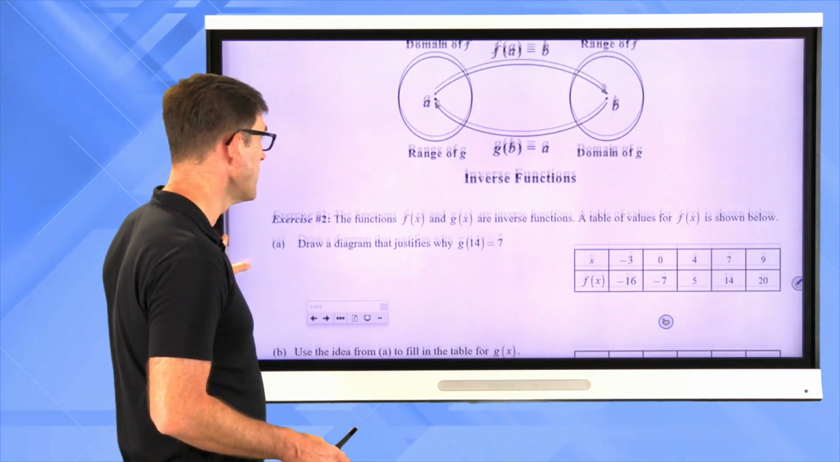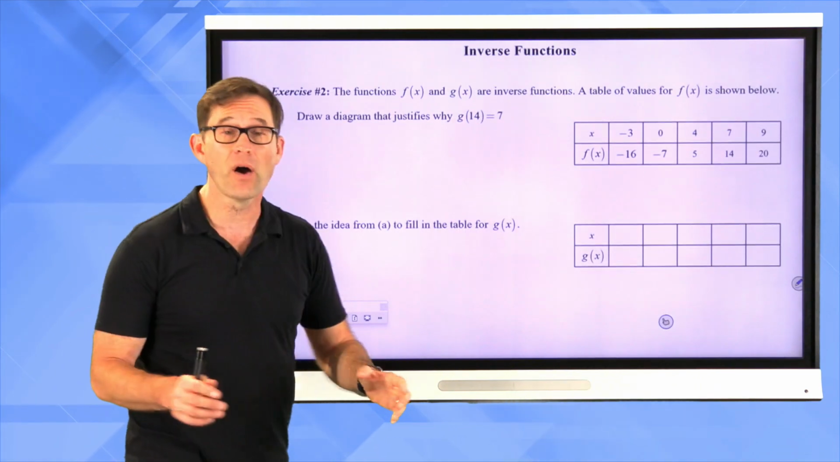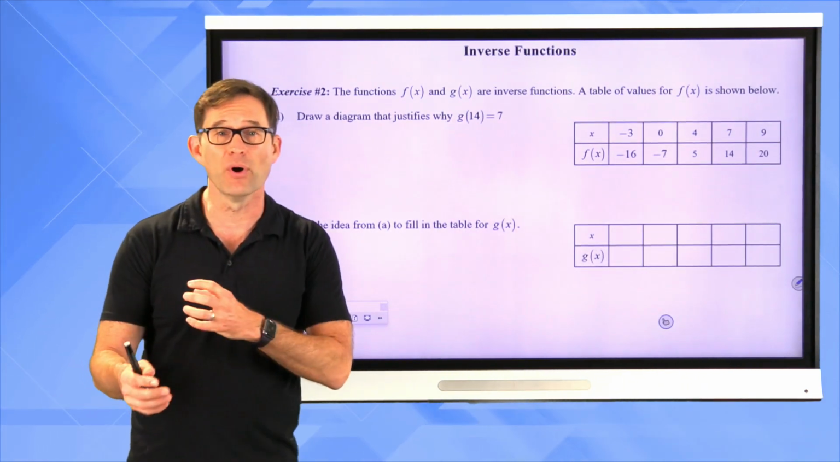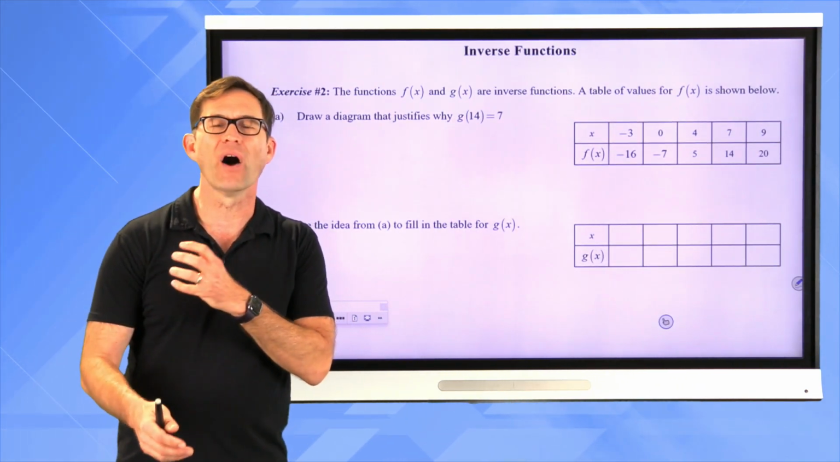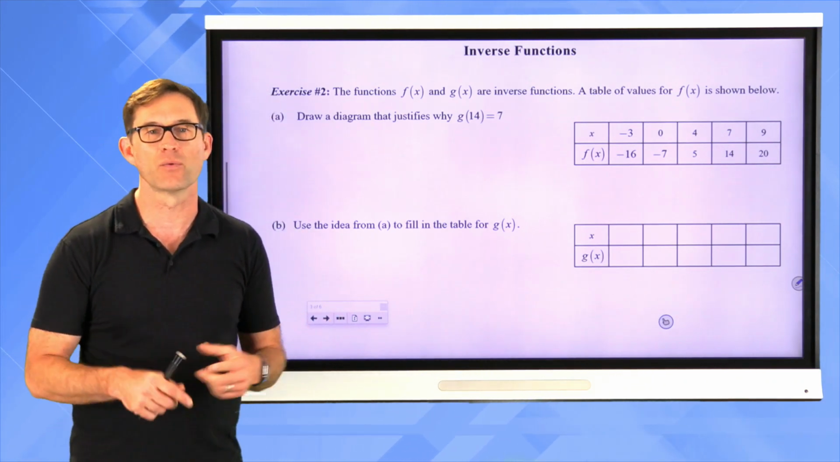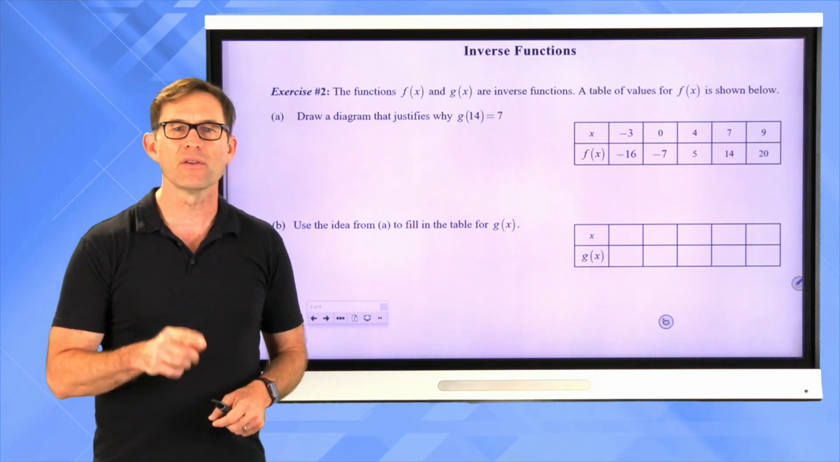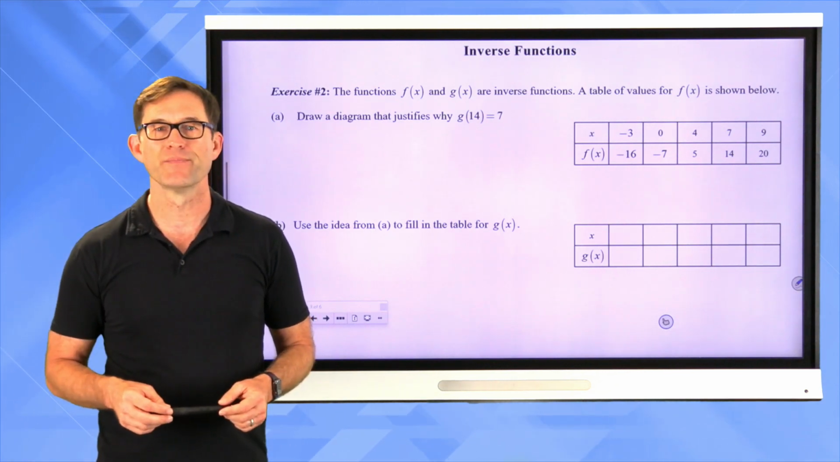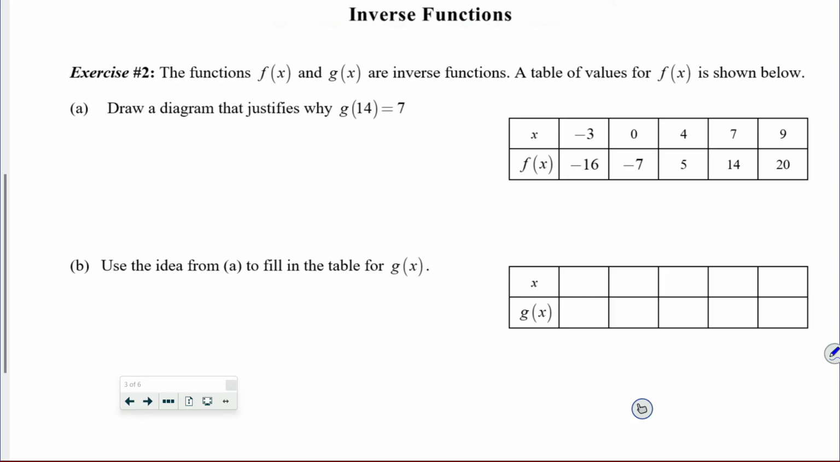Because a lot of times, if you've got a function that acts on an input, you might want to be able to undo what that function has done to get back to the original input. Let's take a look at exercise 2. The functions f of x and g of x are inverse functions. A table of values for f of x is shown below. Draw a diagram that justifies why g of 14 must be equal to 7.